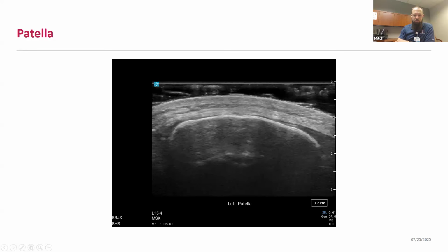When evaluating for a cortical defect in the patella, be aware of your bipartite and tripartite anatomic variants. Again, those are going to be more smooth edges of the cortex as opposed to irregular edges in a fracture. And typically you're not going to have tenderness to palpation at those areas in those anatomic variants.